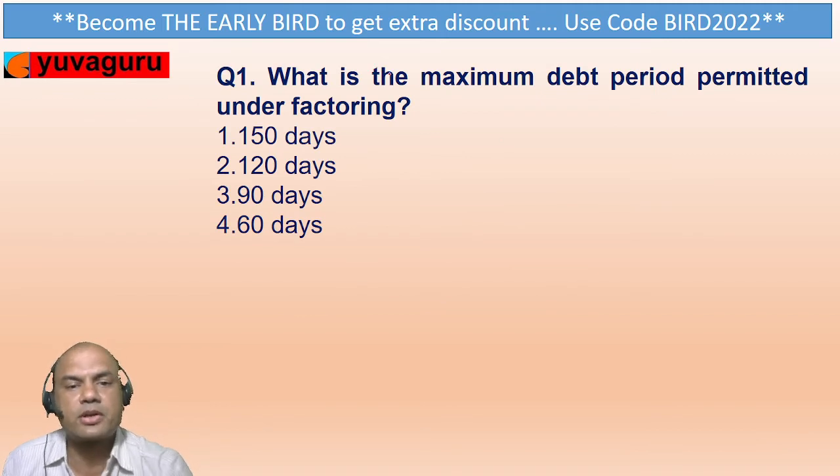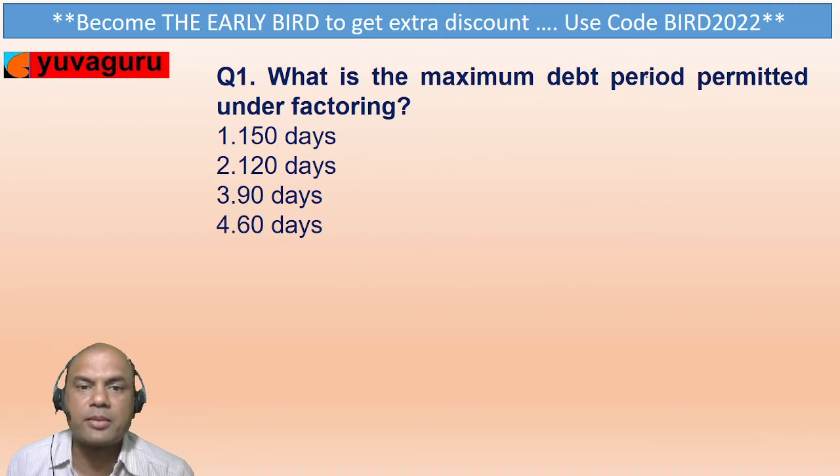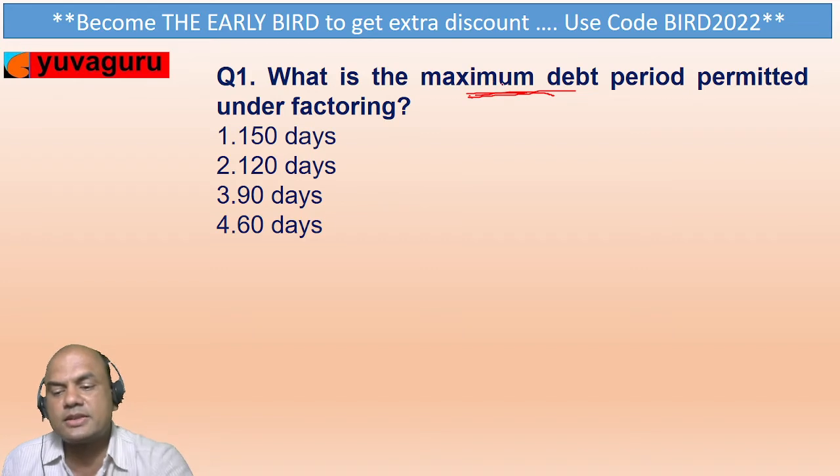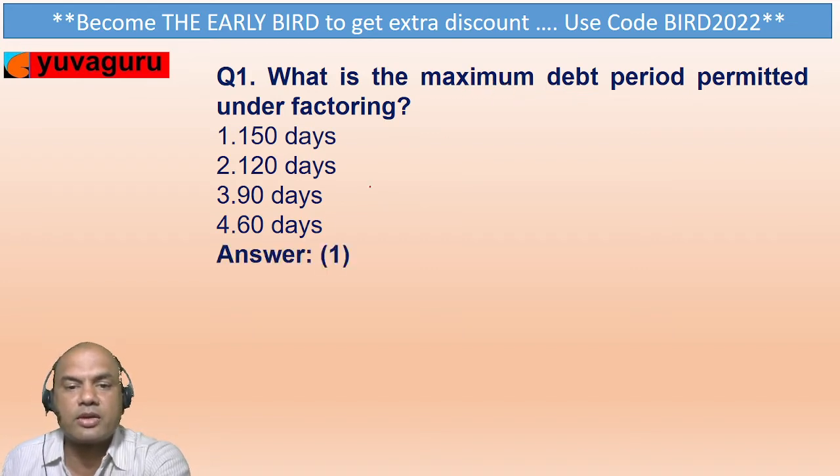Now we come to the objective questions. What is the maximum debt period permitted under factoring? Type anyone if you know. The answer is 150 days. Maximum debt period is 150 days.